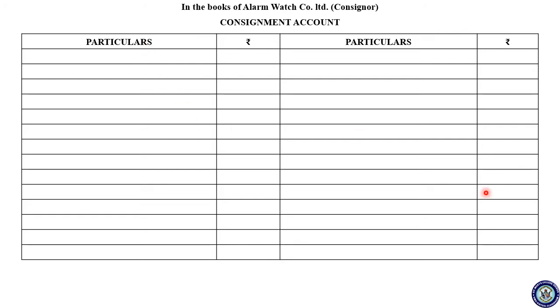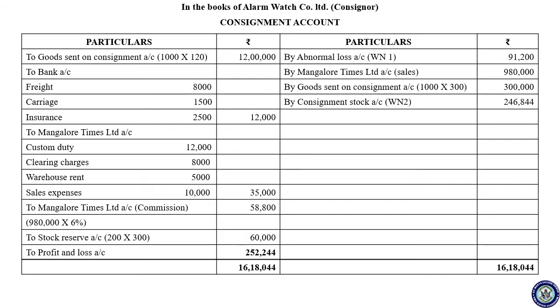So check your answer. See, goods sent on consignment, that's the first thing, that is 1000 into 1200. You have to take the invoice price, 12 lakh. The consignor incurred some expenses, that is freight, carriage, and insurance. So you have to add and take it to the outer column and write to bank, because we are preparing the ledger accounts in the books of the consignor.